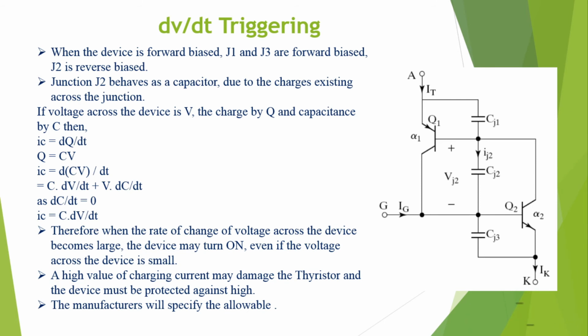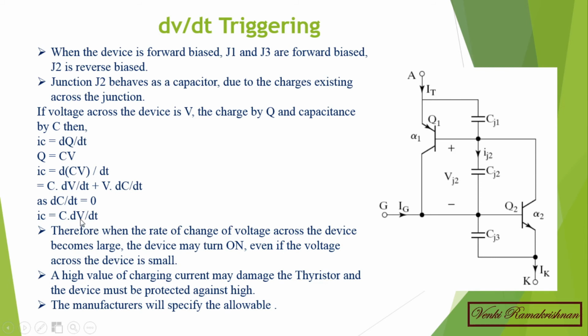So we know that charge in the capacitor is equal to CV, that is capacitance times applied voltage, and the capacitor current is equal to change in charge with respect to time. So if we substitute Q in this equation and differentiate, since capacitance is a constant, its derivative is 0, and simply IC is equal to C dV by dt.